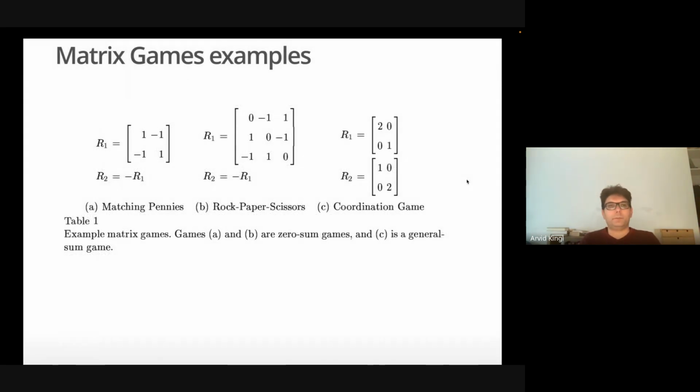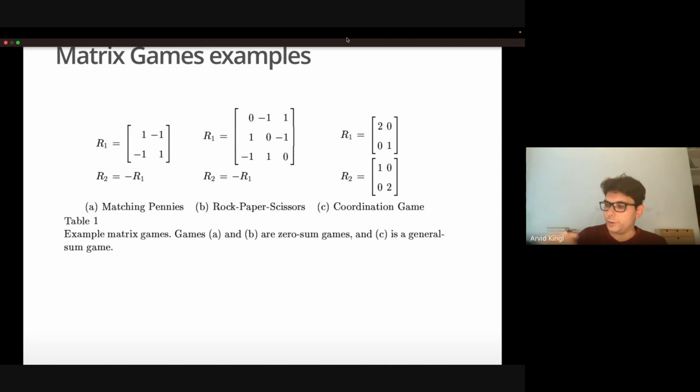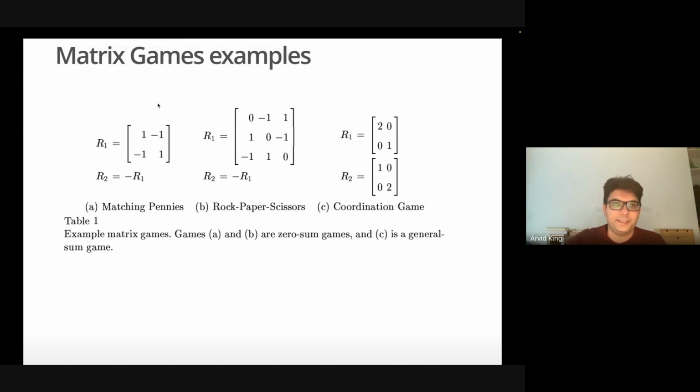And what are some examples? Here we have in R1 a game called Matching Pennies. Apparently it goes back to a real game where one player puts an odd or even number of pennies in their hand. The other player has to guess whether they are odd or even, and if they guess right, they get the pennies. Otherwise, they lose the pennies.